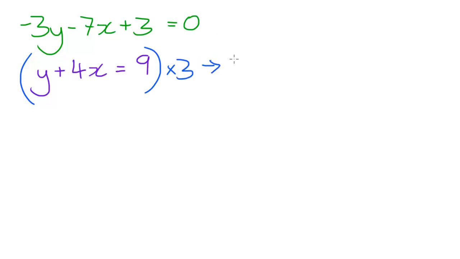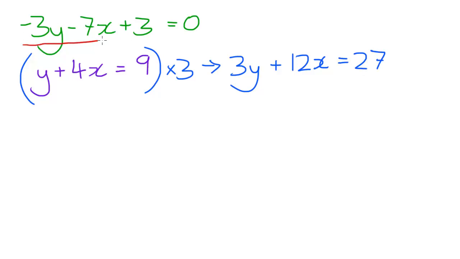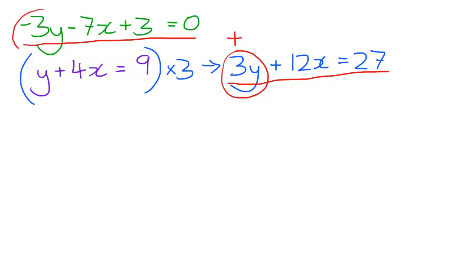And what I'm going to get at the end of that is 3y plus 12x is going to be equal to 27. That's what that is going to be equal to. And then I'm going to add this green one to this one here. In doing that, I have a 3y here, which when added to a minus 3y here is going to give me 0. So I just have x values in my equation. So let's add those two equations together.